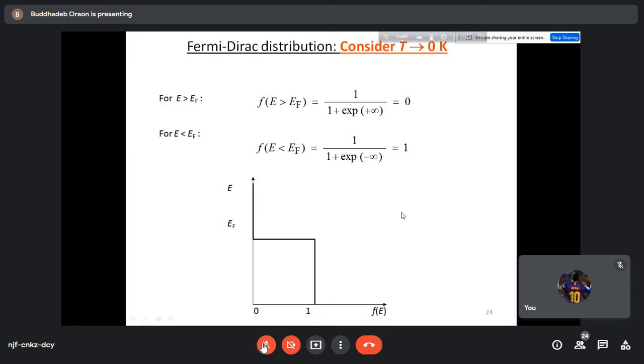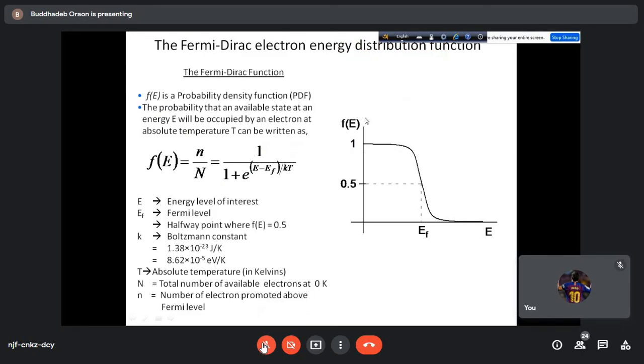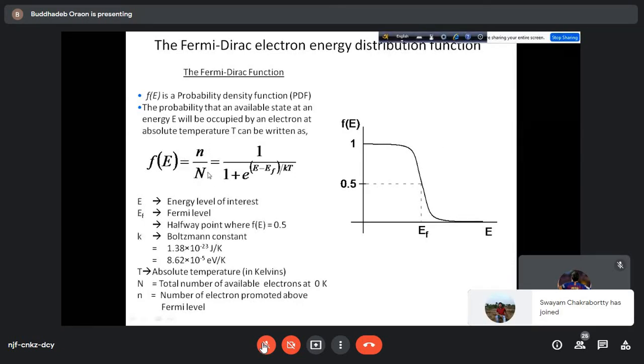So here this graph has been slightly modified. We have taken E on the y-axis, and the functional value on the x-axis. So the curve looks like this, completely a step function. Let me further explain that basically this function gives the probability.